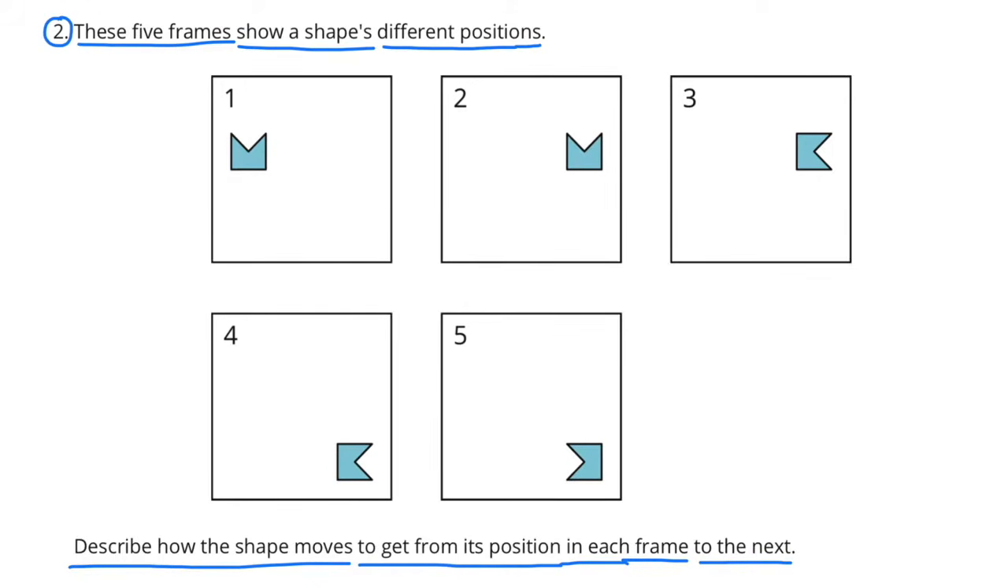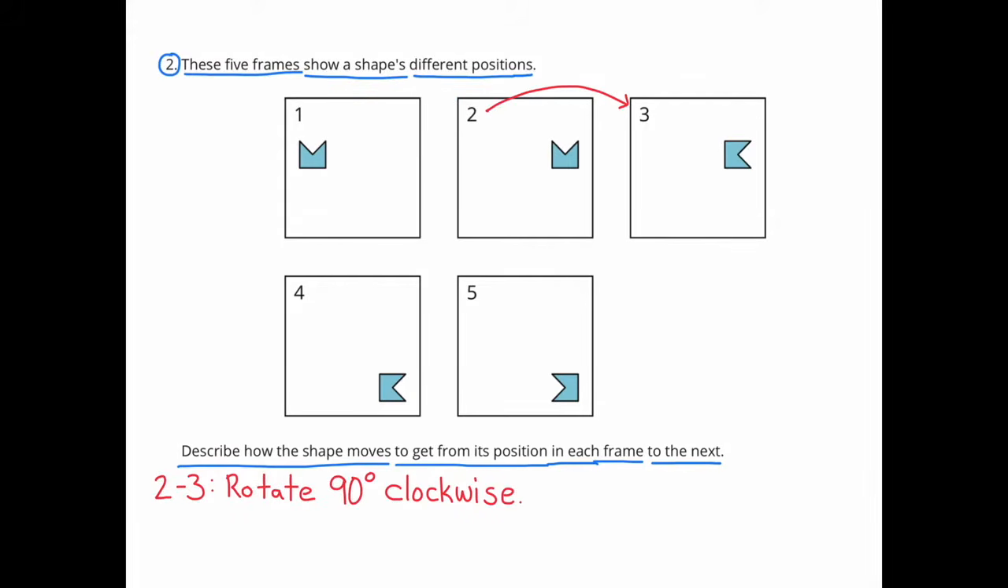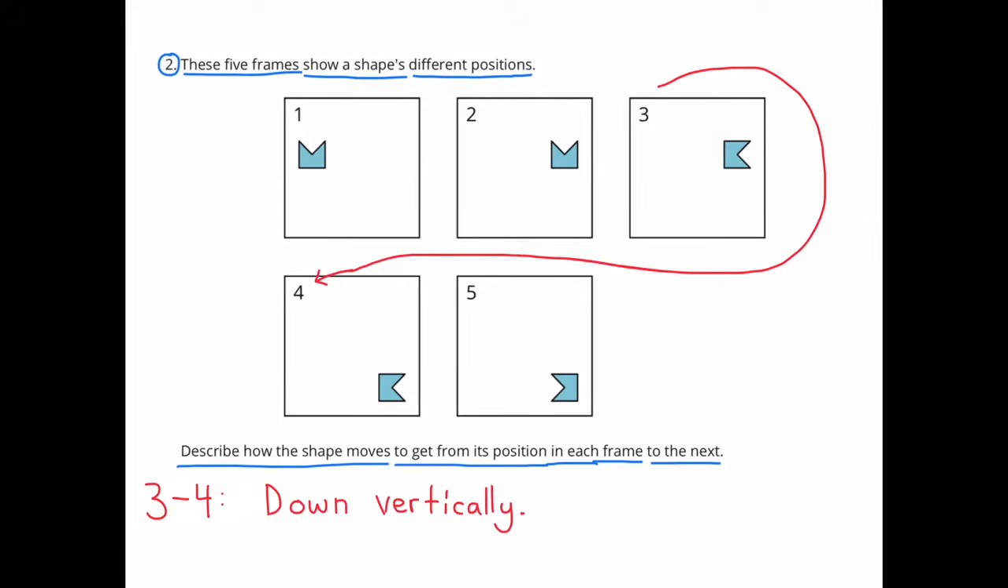Describe how the shape moves to get from its position in each frame to the next. From frame 1 to frame 2, the shape moves to the right horizontally. From frame 2 to frame 3, the shape rotated 90 degrees clockwise. From frame 3 to frame 4, the shape moved down vertically.